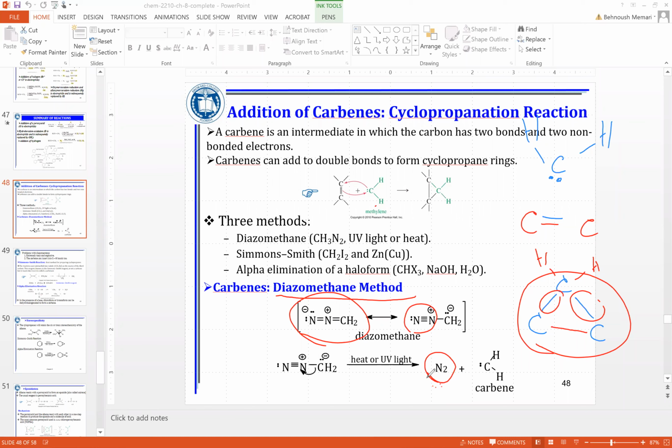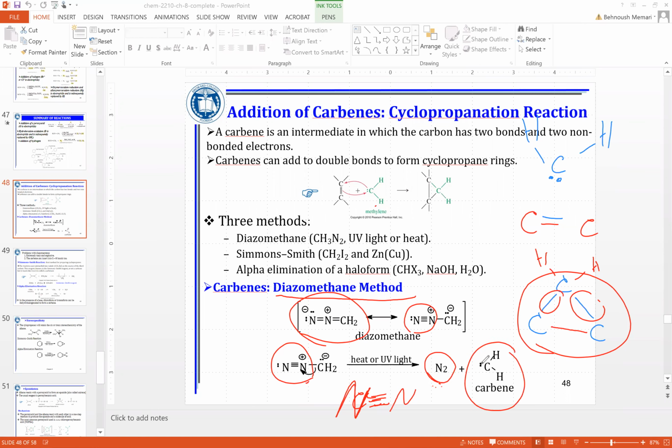Like when you have dynamite working, basically N2 gas forms, because N2 has a nitrogen-nitrogen triple bond. I'm sorry, I mixed that up. When the nitrogen-nitrogen triple bond forms for N2 gas, a lot of energy is released. So it's highly exothermic, and a highly exothermic reaction is going to be a spontaneous reaction. So formation of the N2 gas is going to be the driving force for this reaction to prepare carbene.